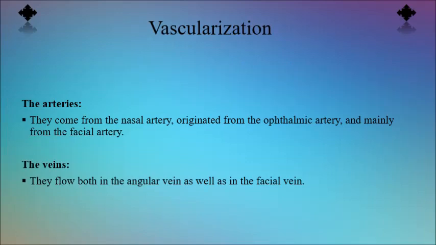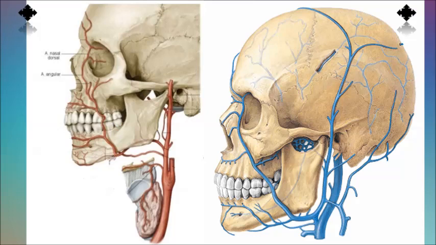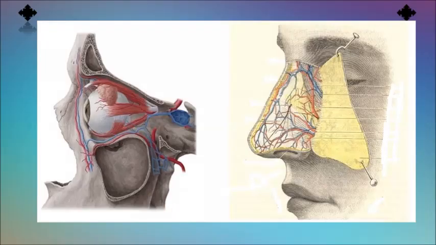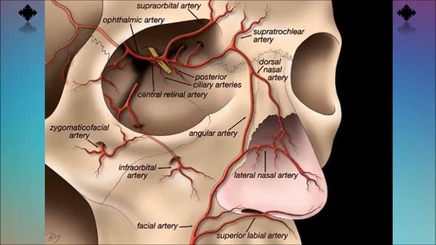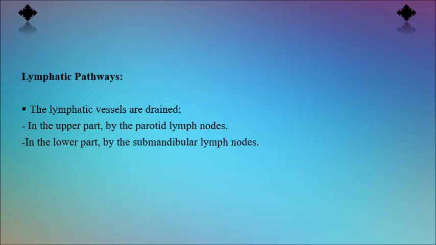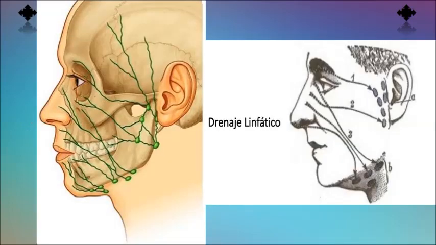Vascularization. Arterial irrigation comes mainly from the nasal artery, originated from the ophthalmic artery, and mainly from the facial artery. The drainage of the blood is constituted by the veins that drain into the jugular vein and the facial vein. Lymphatic drainage. Lymphatic pathways drain in the upper part towards the parotid lymph nodes and those from the lower part towards the submandibular lymph nodes.